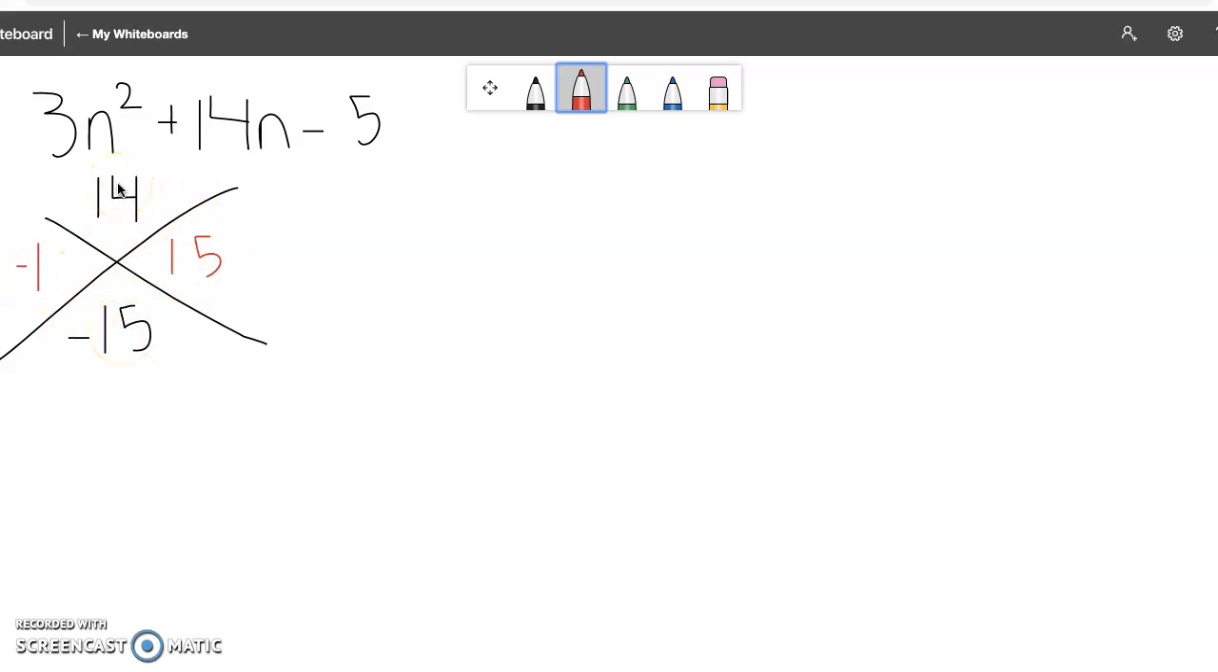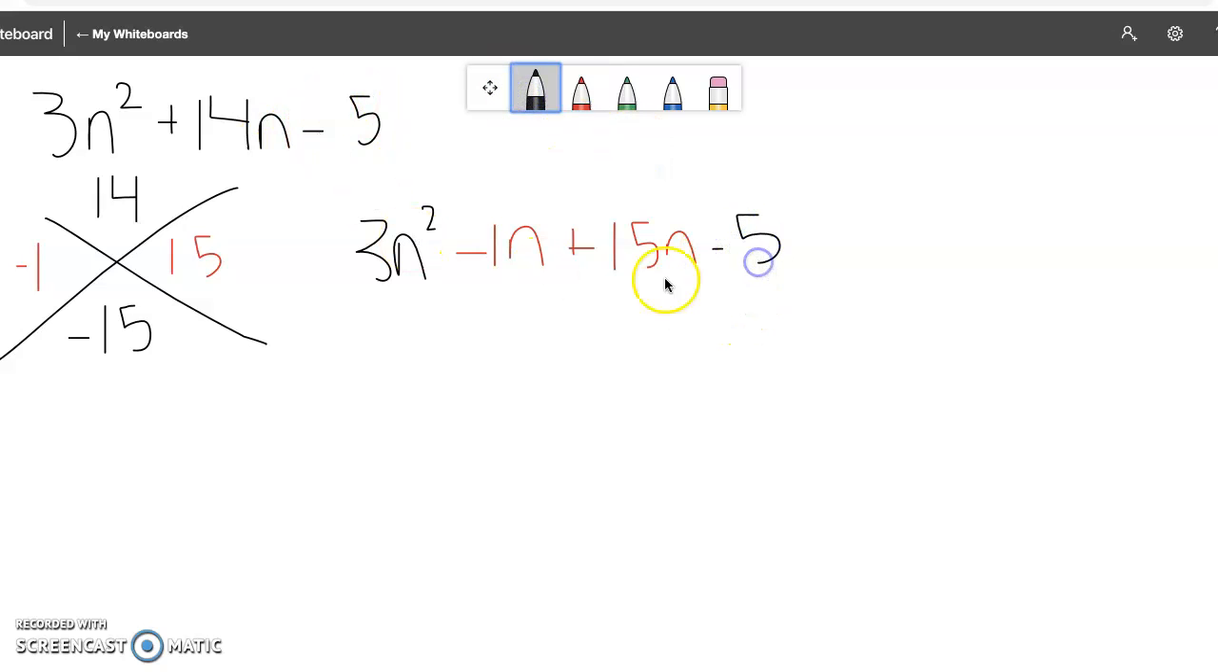Once again, we're going to rewrite the first term of 3n squared, and then we're going to take our first term on the left and put it as -1n, and then we're going to have a plus 15n, and then our last term is just going to be the -5. Once again, I didn't change anything about the problem. It's still equal to the same value. I just rewrote the +14n in the middle.